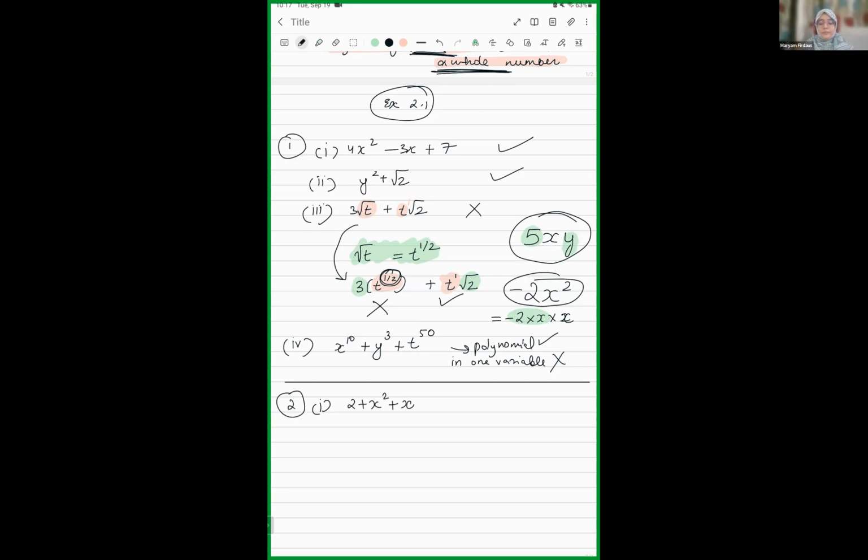Abdul Jabbar. Yes, ma'am. The coefficient of x squared in this? 1. Very good. Because x squared is being multiplied with 1, and it's not written because we don't write 1 when something is being multiplied. Then 2 minus x squared plus x cube. Avni? -1. Very good.